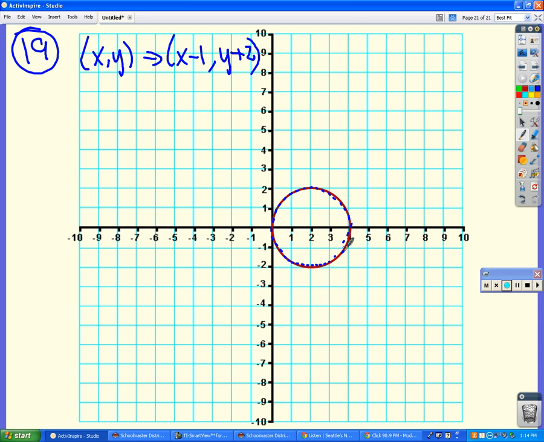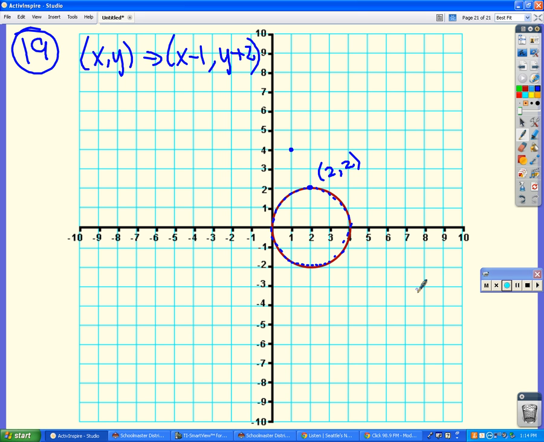Can you tell me at least one point on that circle that I can test this with? 2, 0. Yeah, that's not on the circle. I want a point on the circle. 2, 2. Okay, so let's take that point right there, which has the coordinates 2, 2. If I subtract 1 from the x coordinate and add 2 to the y coordinate, what will my new x and y coordinates be? 1, 4. So I'm going to go over 1 and up 4.